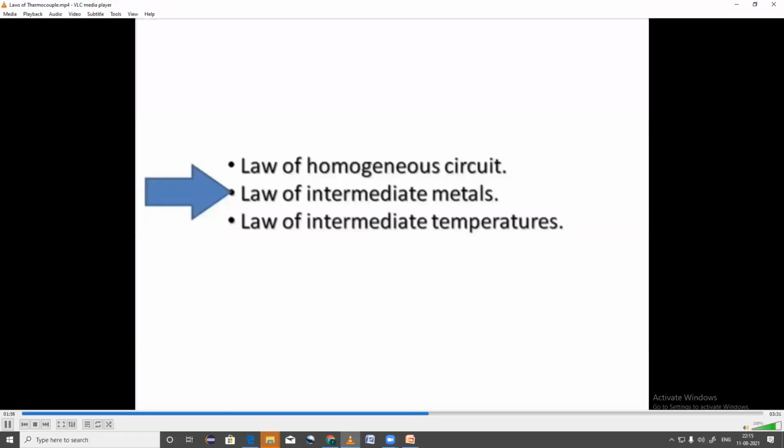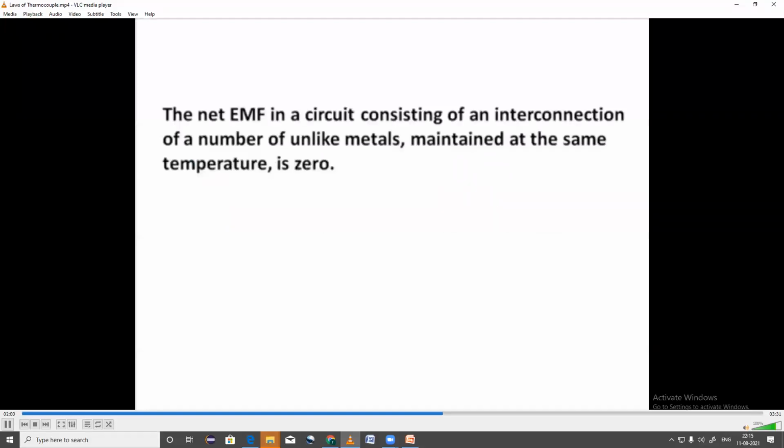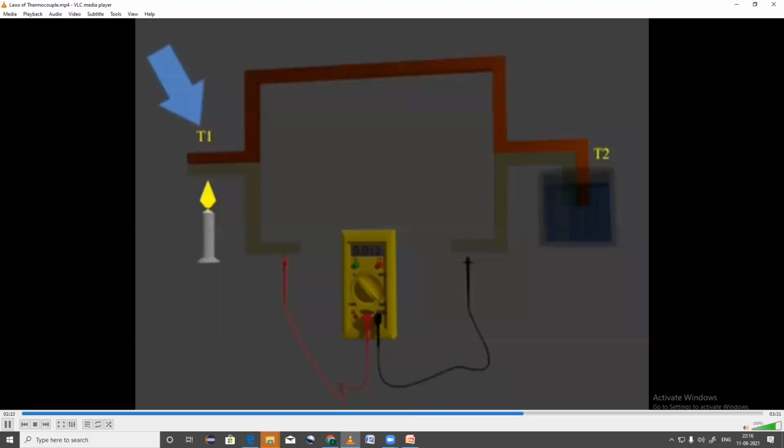The second law, also known as the thermocouple law of intermediate metals, states that the net EMF in a circuit consisting of interconnections of a number of unlike metals, maintained at the same temperature, is zero. That means, if other metal conductors are inserted in the thermocouple circuit and the junctions of these interconnected metal conductors are at the same temperature, then the output EMF will not be affected and remains the same as if it was made of only two metals. Now come to this circuit.